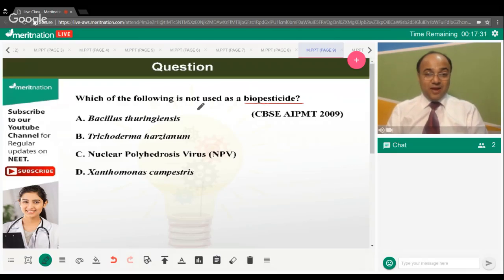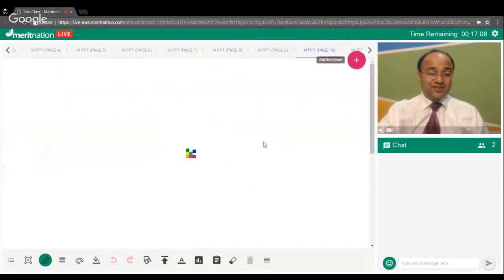Okay, so many people are saying it is option C. All right, some people are saying it's option D. Well, the correct answer is option D. So, this is not a biopesticide. This is going to harm my plants. So, the correct option is option D here.